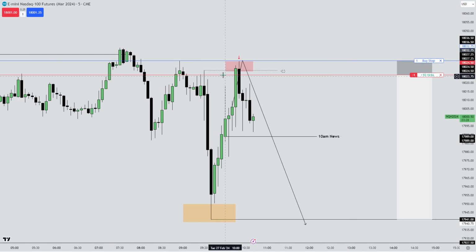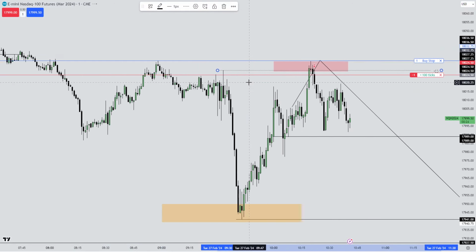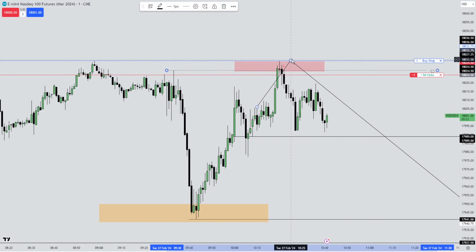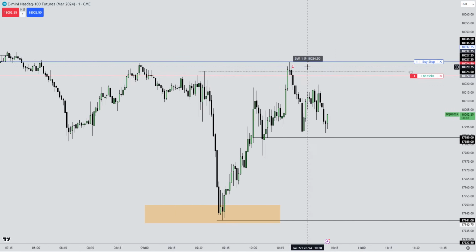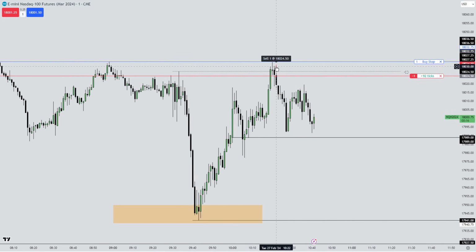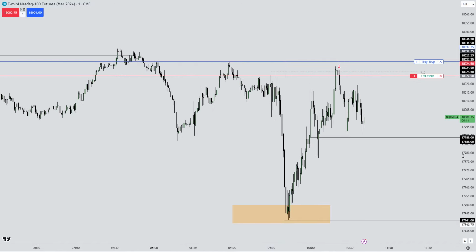So a turtle soup is when price goes above this high, and I already have a bias that price is likely to trade lower. I am selling above this high. So I'm not waiting for a market structure shift. You can see my entry in here. I didn't wait for a change in the state of delivery. I didn't wait for a market structure shift.